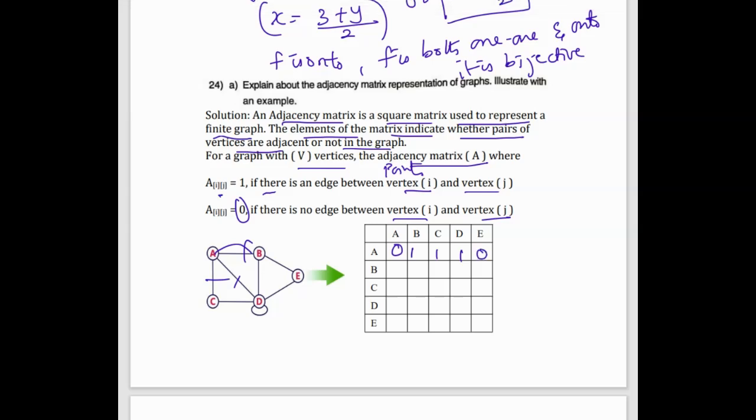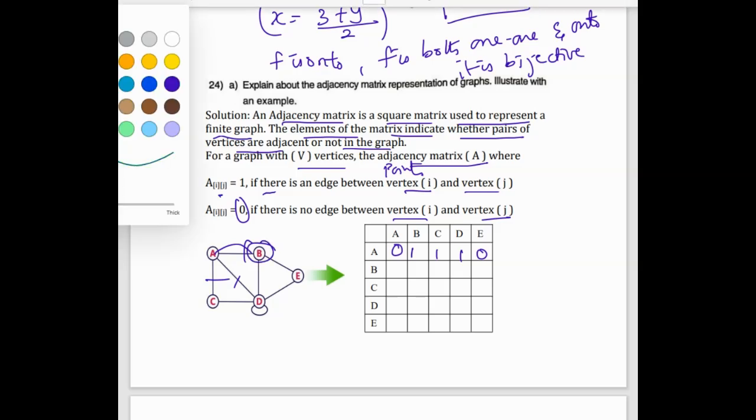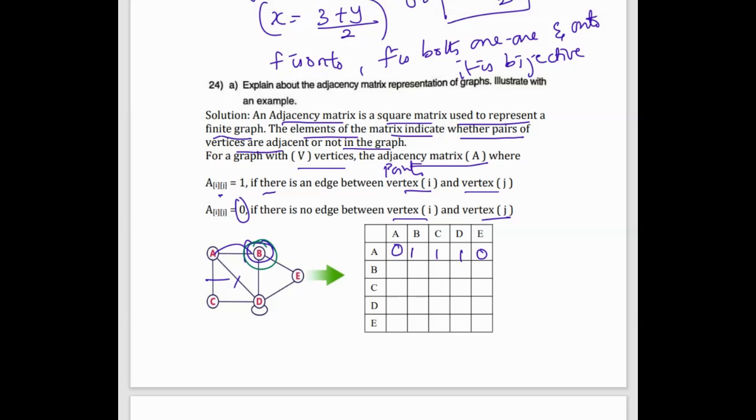Then go for the next one, it is B. From B, just check what we have. B to A, yes, we have 1. B to B is 0, we don't have a self loop. B to C we don't have any. Then B to D we have 1, and B to E we have 1. Then next one it is C. For C, C to A we have 1, C to D we have 1. Then we don't have anything else, the remaining will be 0.